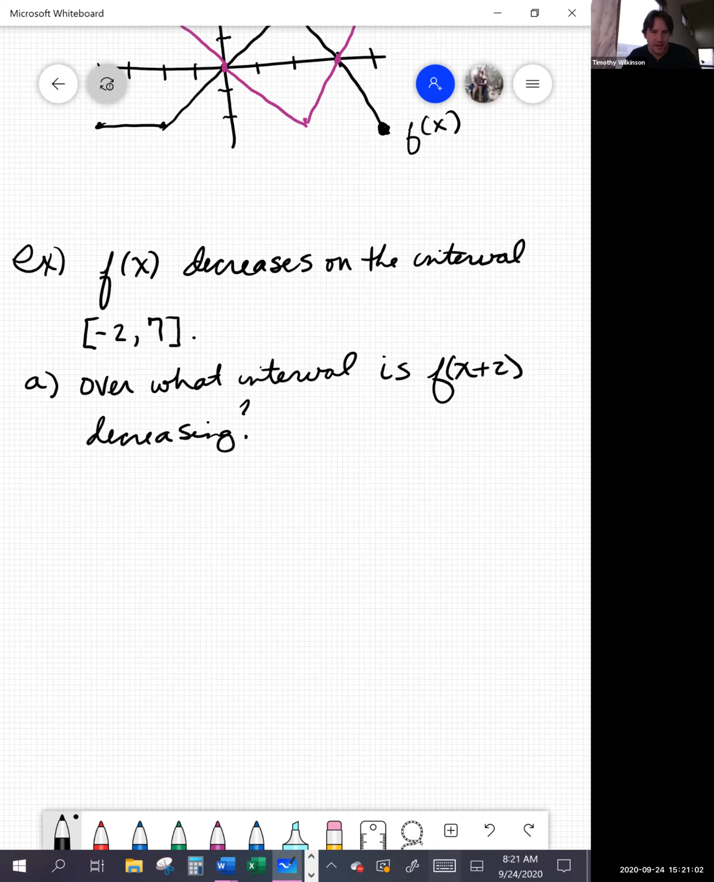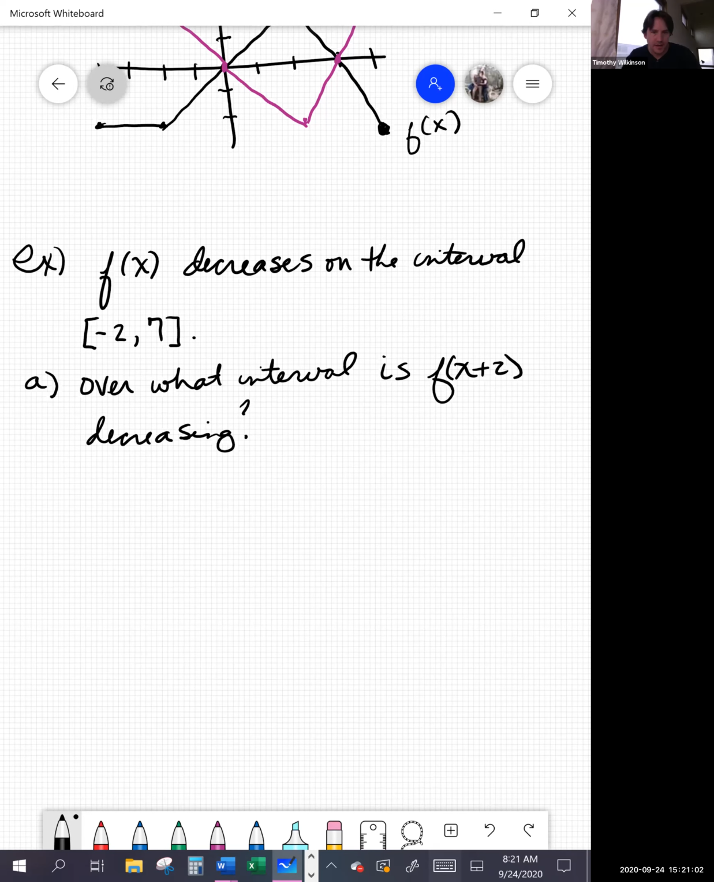So in these problems, we're trying to figure out the domain, right? It's not asking for the domain. It just wanted to know, if we have a piece of the graph that we know is decreasing at a certain interval, in this case between x equals -2 and 7, what do we know about the piece of the graph when we start shifting it? So if we shift it left or right, notice that where it was decreasing originally is going to be changing our x value where it's decreasing.